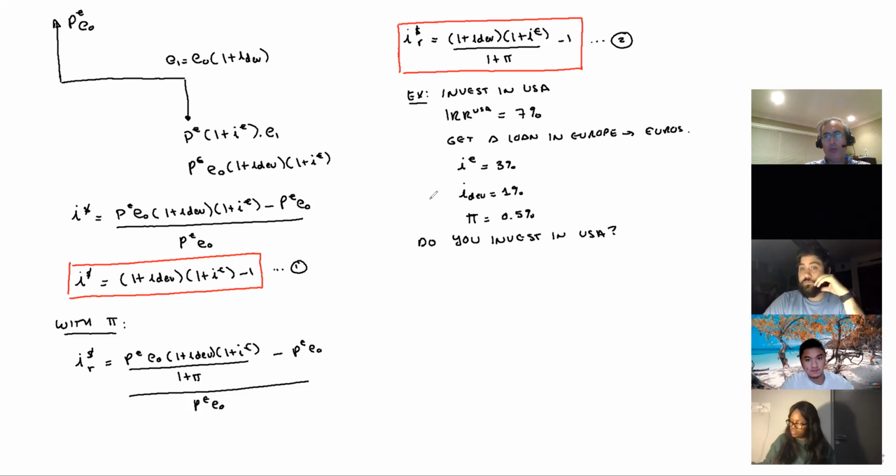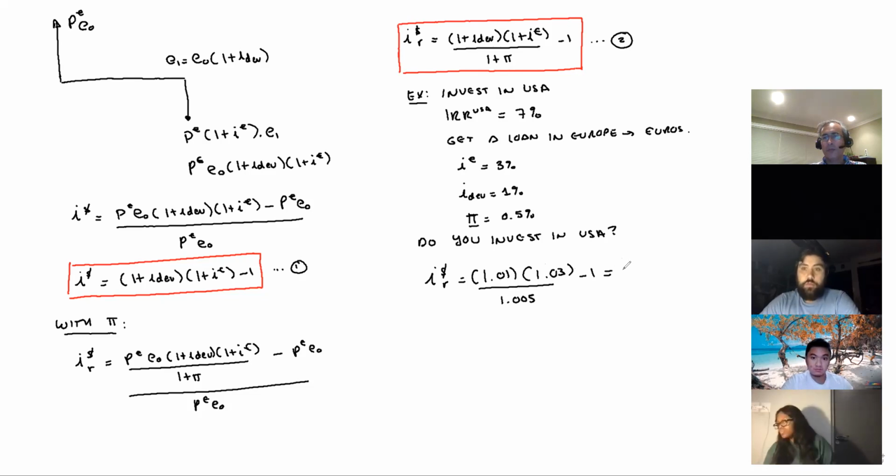Okay, so let's first take a look at what the interest rate should be. As soon as I have inflation, guys, I need to talk in real terms, right? So let's first look at the interest in dollars, real. I apply my formula: 1.01 multiplied by 1.03, divided by 1.005, minus 1. So what do you get here? 3.51%. Okay, so this is real.